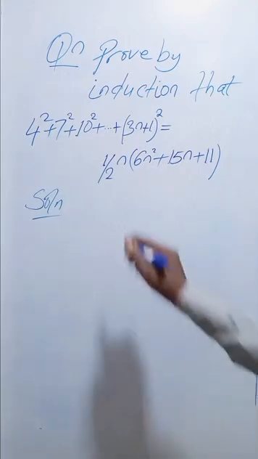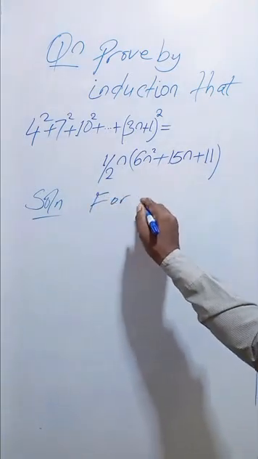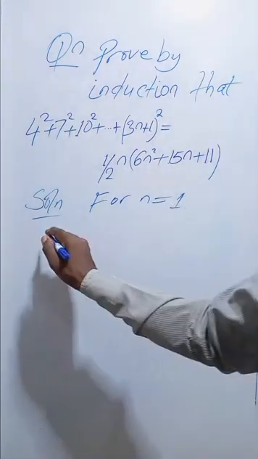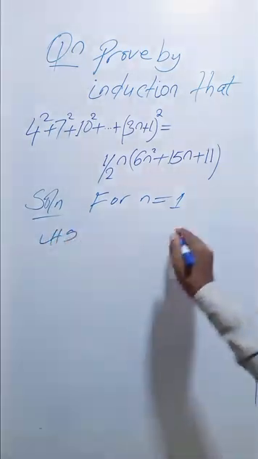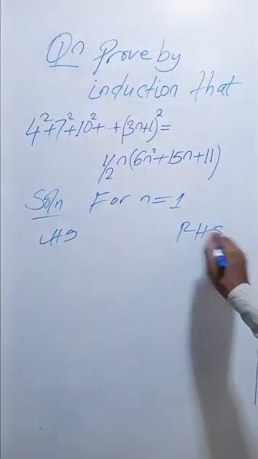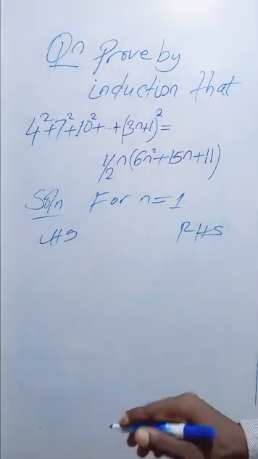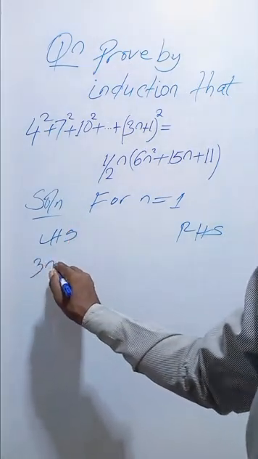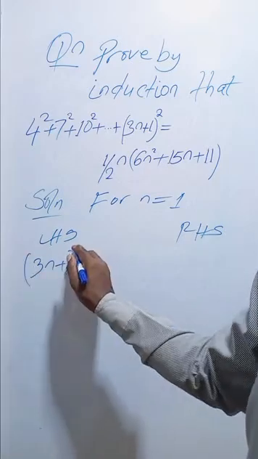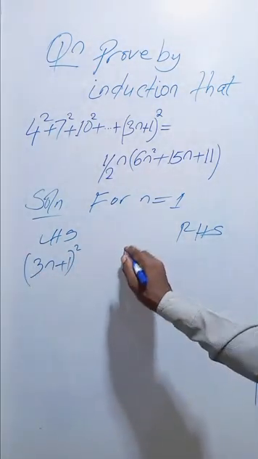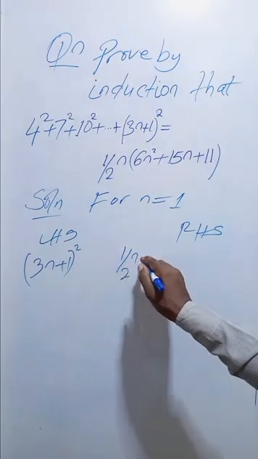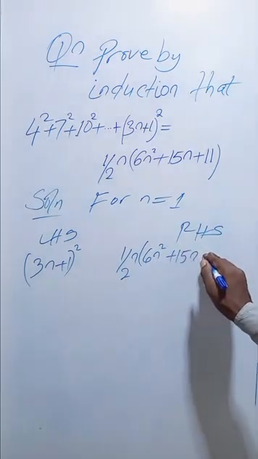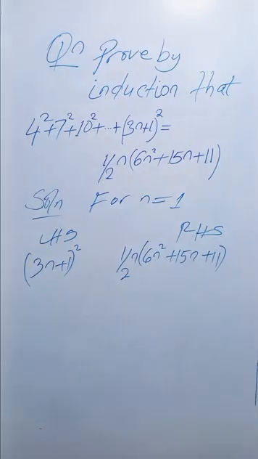One is to show that it holds for n equals 1. What will happen if n equals 1? So you test the left hand side, you do the same for the right hand side. Which term do we use on the left hand side? Of course, it's the last term, that is (3n plus 1) squared. On the right hand side, we take the whole of it. This is n over 2 times (6n squared plus 15n plus 11).